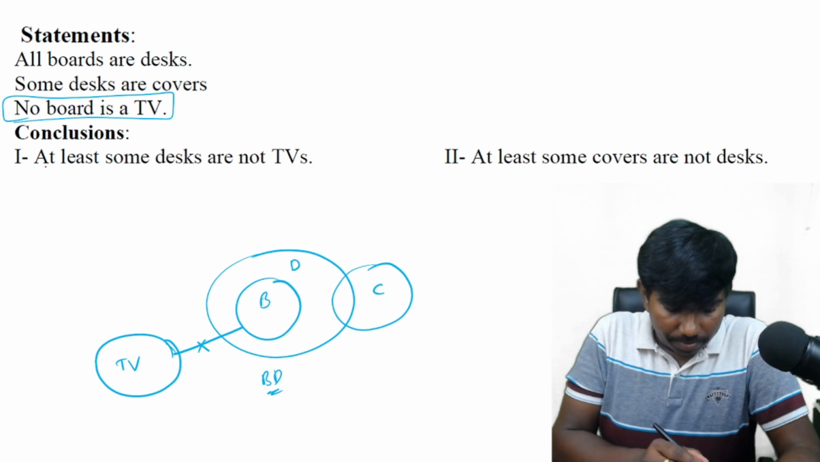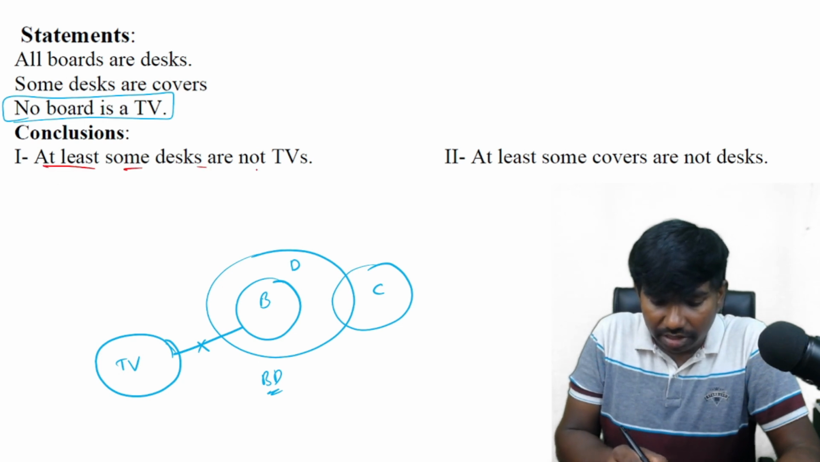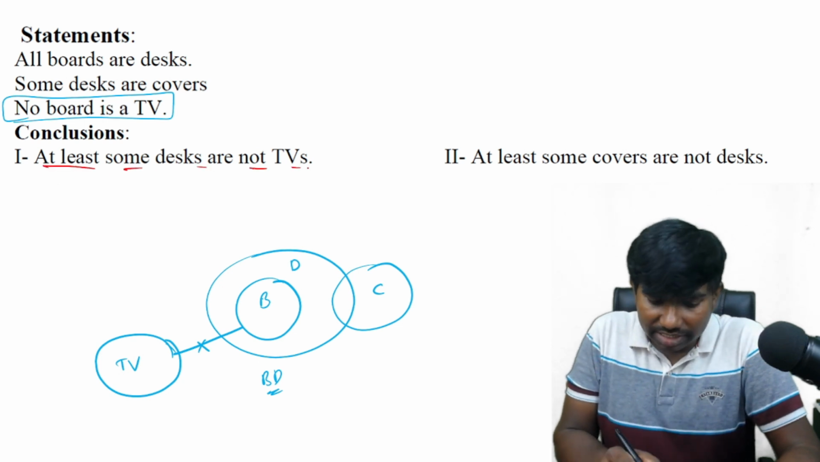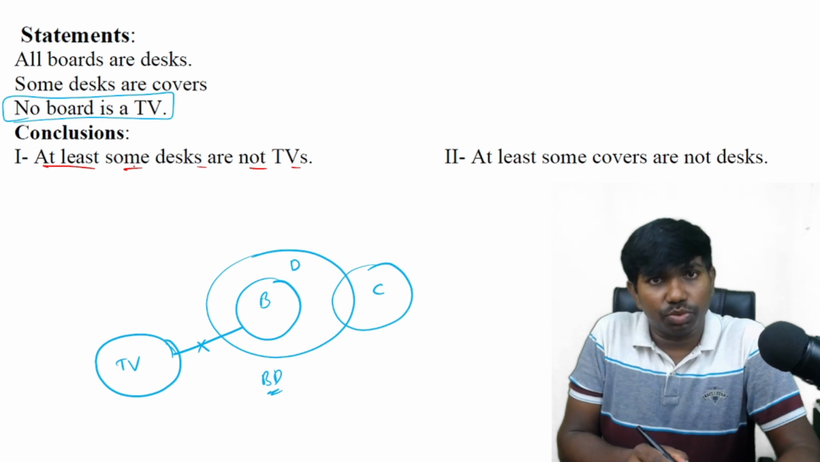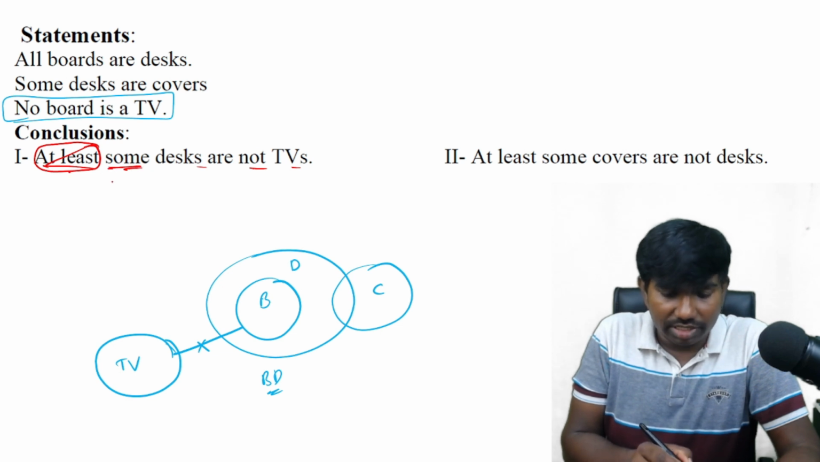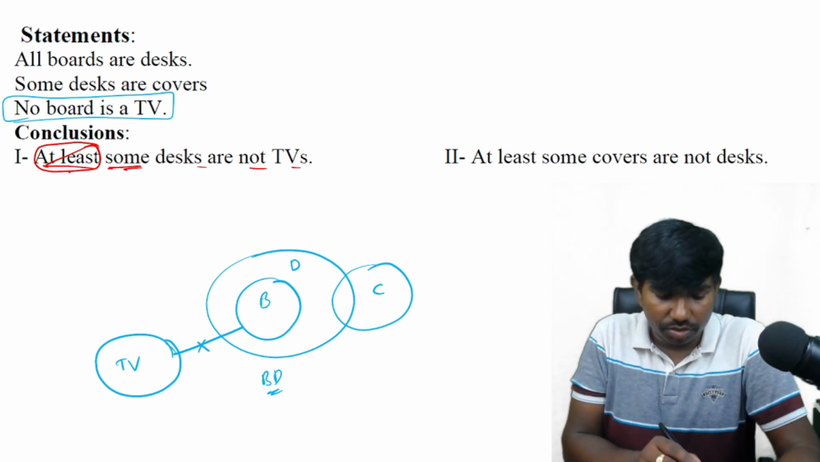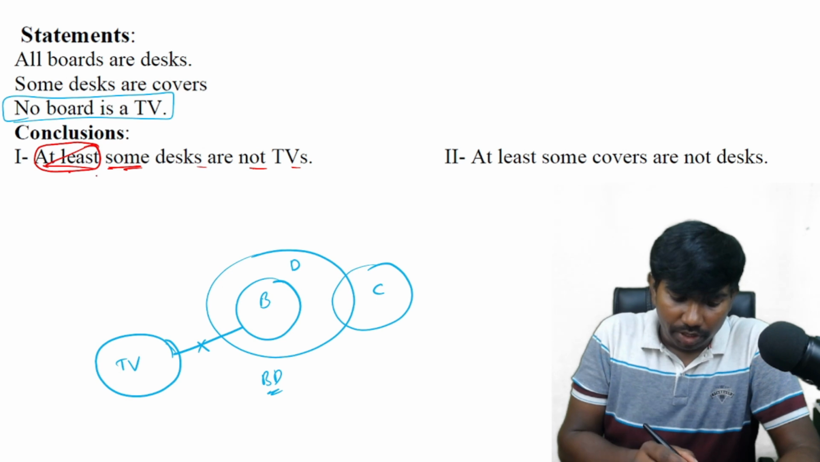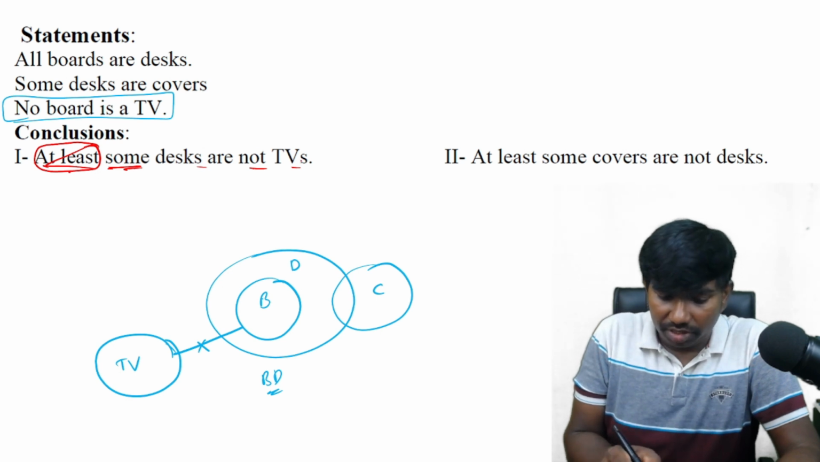So first one, at least some desks are not TVs. At least some desks is same as some desks only, no? Okay, so whenever you see at least, you can ignore that at least, because at least itself is some only, and some is already mentioned adjacent, so that's why you can just ignore that. So see, some desks are not TVs.